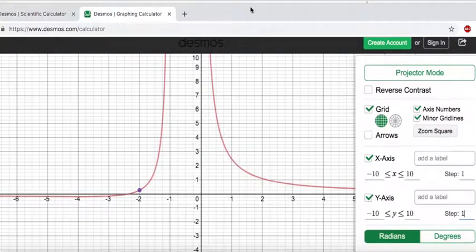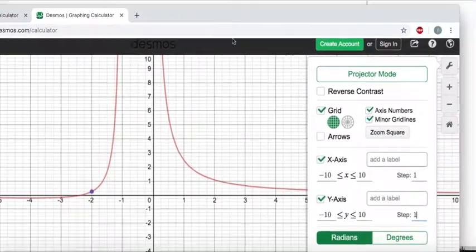And we want to always start with this standard setting, right? Every calculator should have a standard setting where you could set the x from negative 10 to 10 and do the same for y, right?